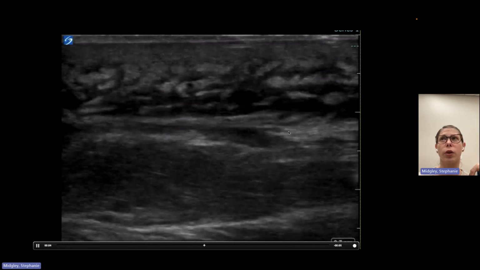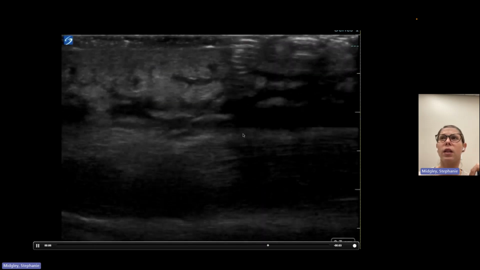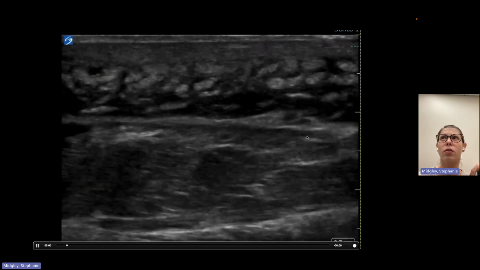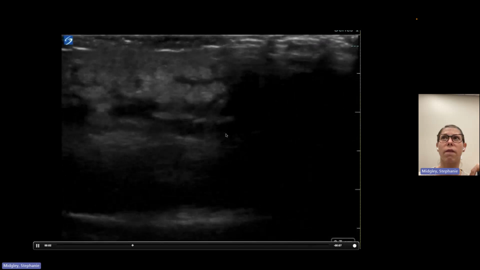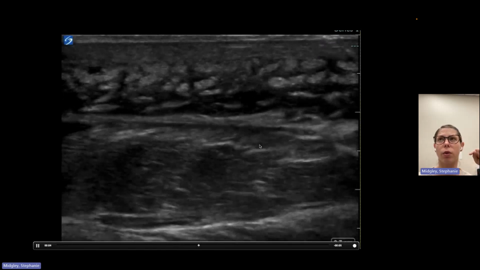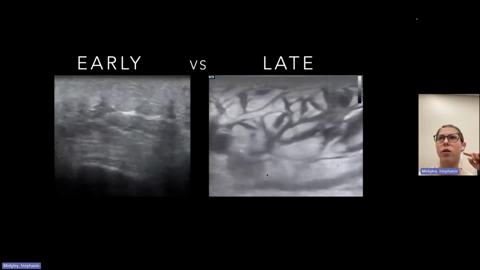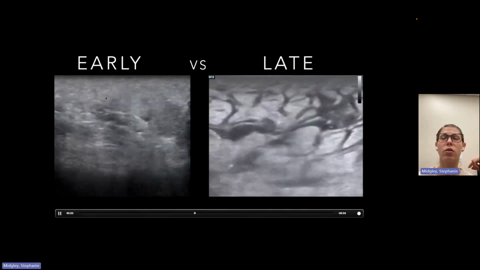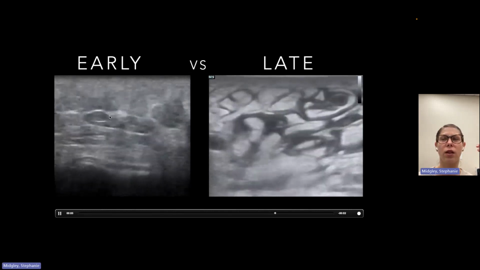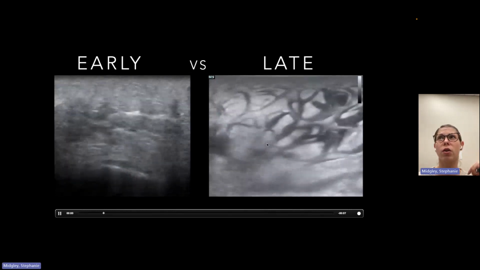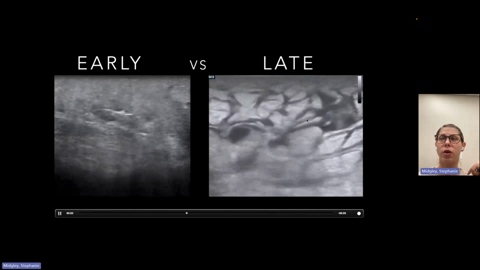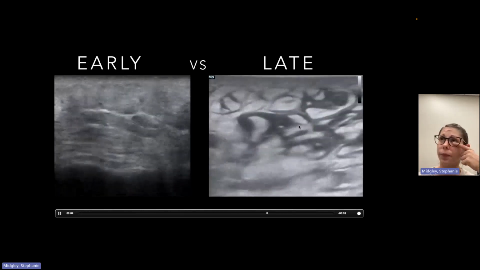So it's going to become really important in a couple of slides. And then you also start to notice there's a little bit of fluid tracking deep to that fascial layer. Again, also going to become really important. So remember this slide, and we're going to come back to it in a minute. So again, early is uniform, homogeneous, thick. Late is when you start to get your cobblestoning. That's when you start to see the fluid tracking in between those fat lobules.